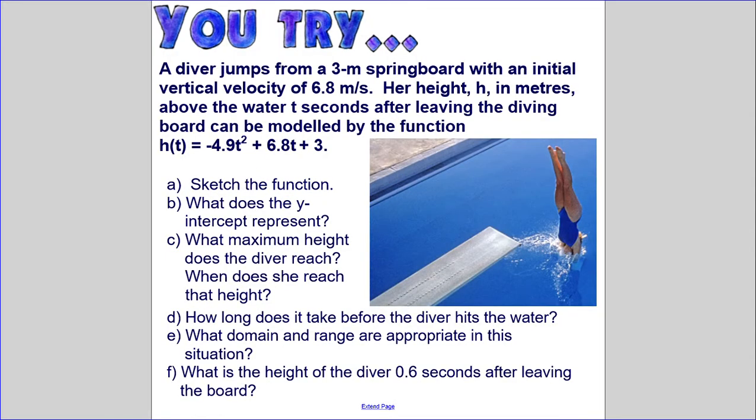All right, so I'll get you guys to try one out. We've got a diver that jumps from a 3-meter springboard, with an initial vertical velocity of 6.8 meters per second. Her height, H, is in meters above the water, timed after leaving the board, and the dive can be modeled by this function right here. Same thing: using graphing technology, sketch out the problem, see what the y-intercept tells you, go through the questions, and come back when you're ready to go through it.